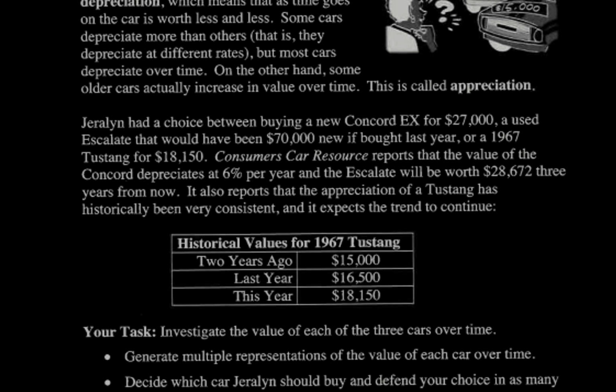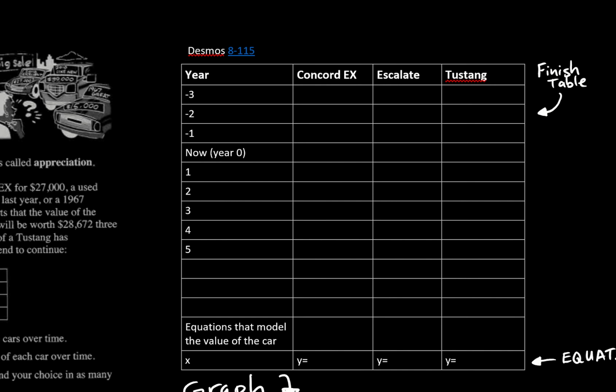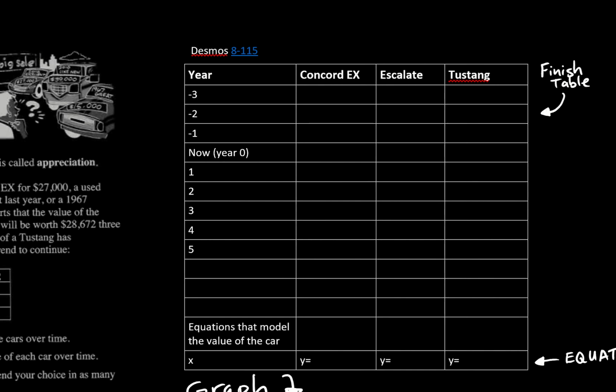It also reports that the appreciation of a Mustang has historically been very consistent, and it expects the trend to continue. And then here's some historical values for a 1967 Mustang. Not made by Ford, but I think made by Ord. It's the Ord Mustang. So off to the right, you'll see this table of values. And I did throw in some negative years because they talked about now, and then they talked about 1 year, 2 years, last year. So it'll give me some ability to put in some different values, and I have a column for each of the three cars.